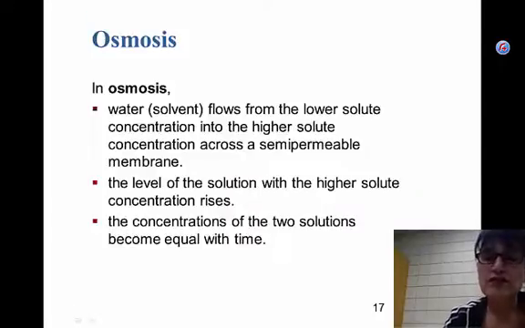Next thing that we want to talk about with colligative properties is osmosis. And osmosis means that if we have a semi-permeable membrane, water is able to flow through that semi-permeable membrane from lower solute concentration to the higher solute concentration. And solute means the stuff like the salt or whatever it is I have. So the level of the solution with the higher solute will rise. The one with the concentration of the lower one will become smaller, and that's going to continue until the two solutions become equal as far as their rates and their concentrations.